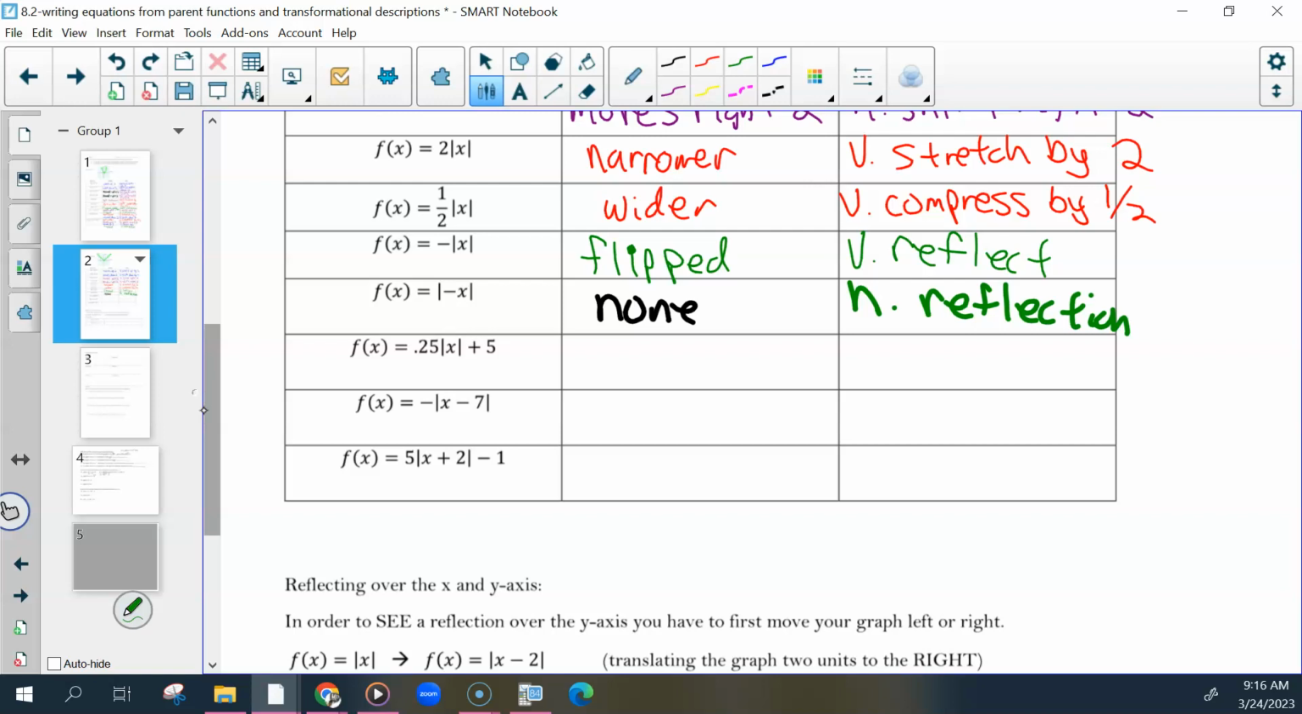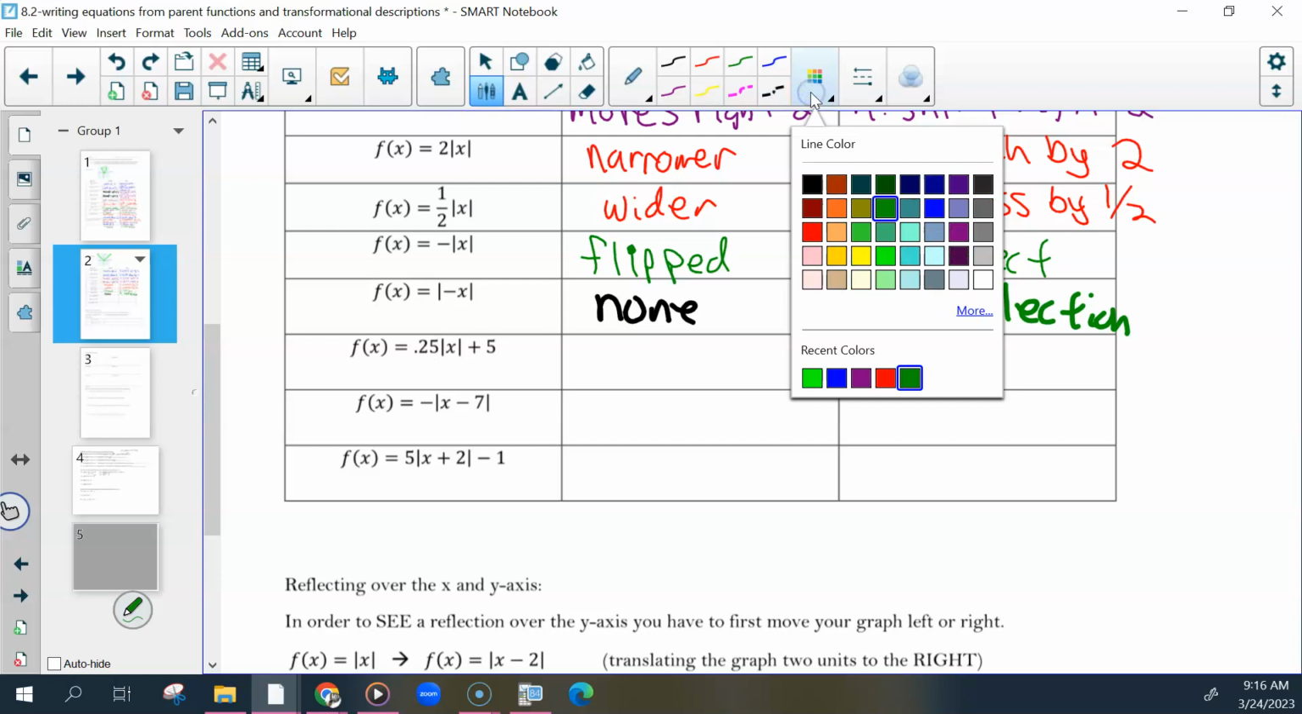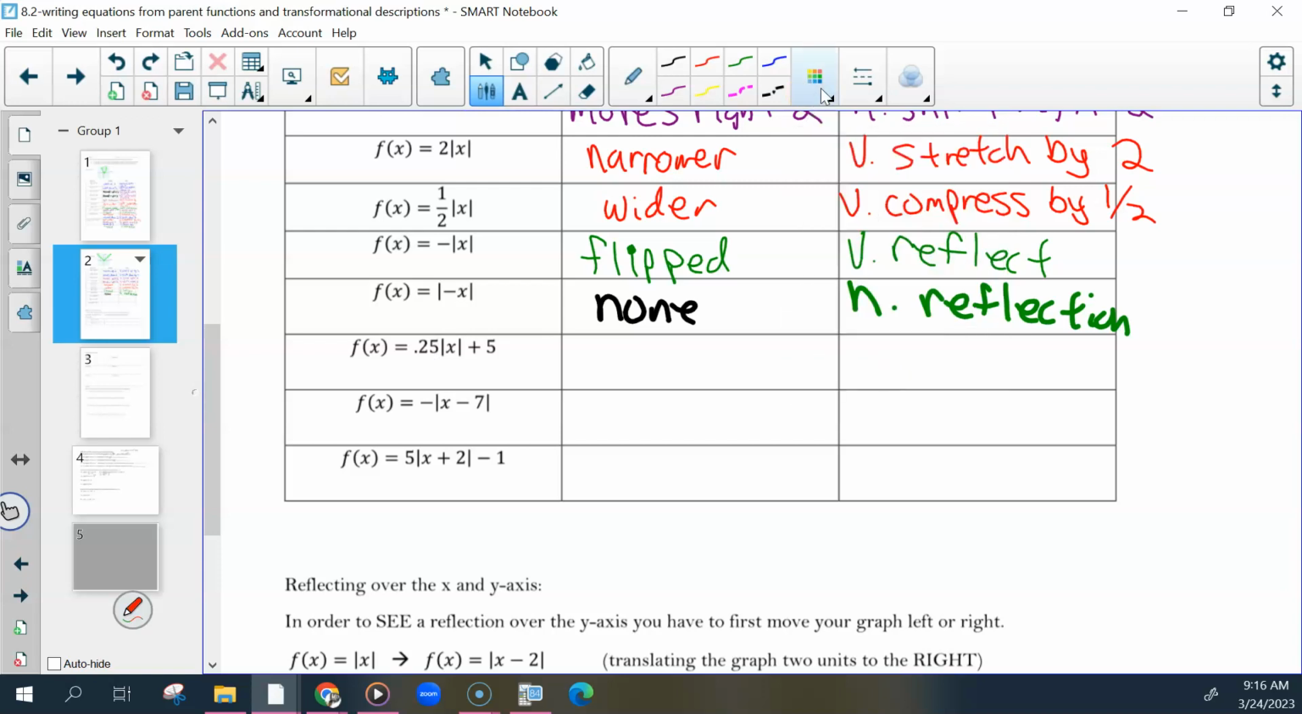It would get wider in this case. So you can think about the 0.25 like 1/4 if that helps. Change it if need be. So it did get wider. And then what else? Up 5.